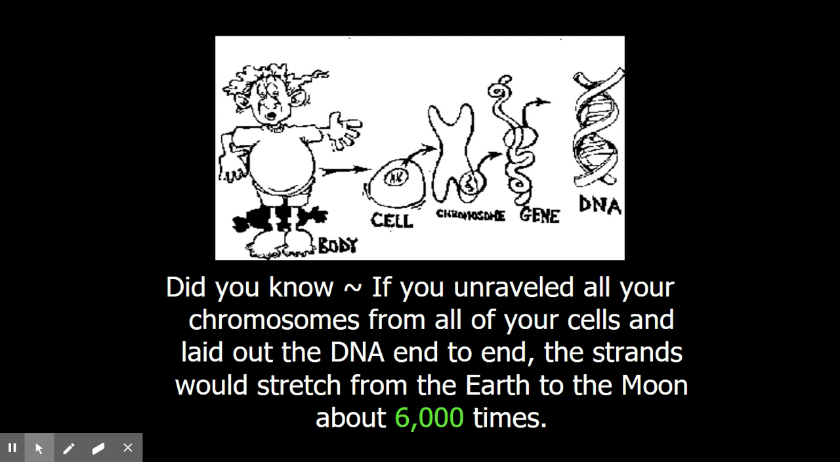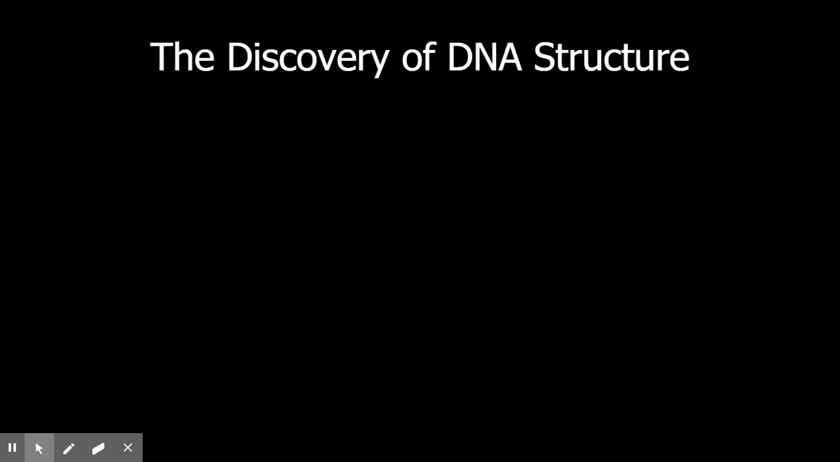Did you know that if you unraveled all your chromosomes from all of your cells in your body and you laid the DNA out from end to end, the strands would reach from the earth to the moon about 6,000 times? Okay, so obviously, from the Earth to the moon one time, that's an extremely far distance. But all of the cells and all of the DNA that is found in each of those individual cells, because we have trillions of them, if you line them up, it can go 6,000 times. Okay?